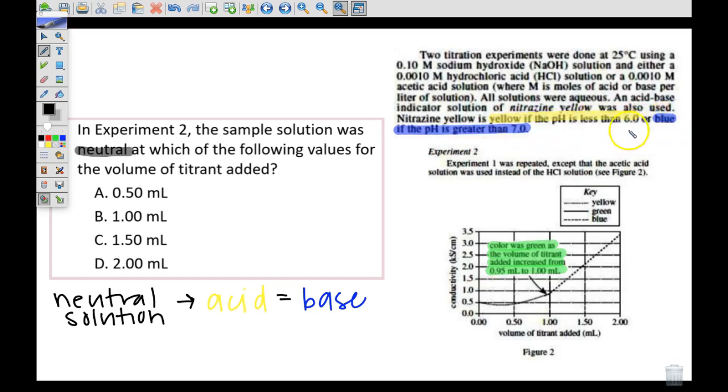And because the indicator would be blue, base is blue. Now, when we have equal amounts of yellow and blue, we're going to get a green solution. So a green solution means that it's neutral. So looking at the graph, I see that the color of the solution was green as the volume of titrant added increased to 0.95 milliliters to 1.0. So this 1.0 number that's in the description of the color of solution becomes my answer for this problem.